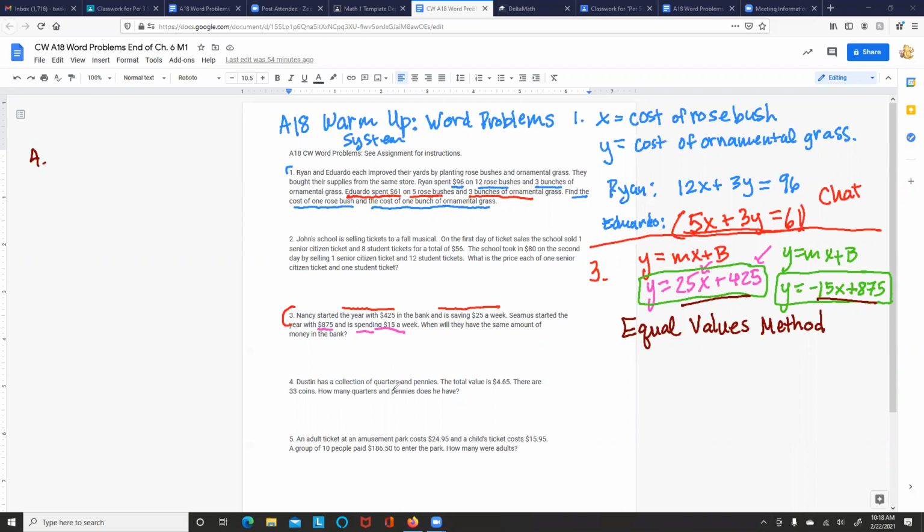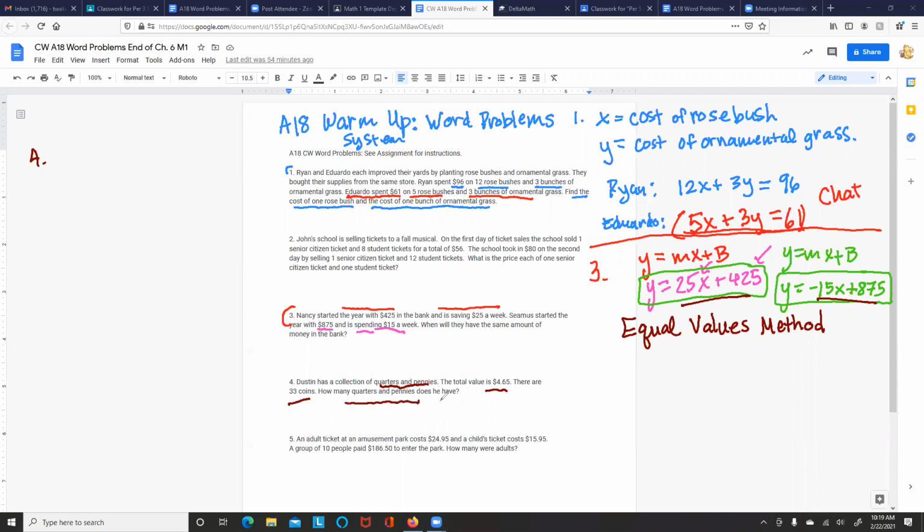Dustin has a collection of quarters and pennies. That's important, quarters and pennies. The total value is $4.65. So let's say he has a piggy bank and there's quarters and pennies only, no dimes, no nickels, right? There are 33 coins. How many quarters and pennies does he have?